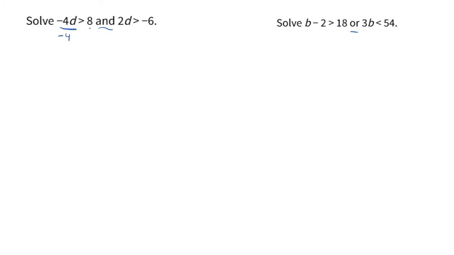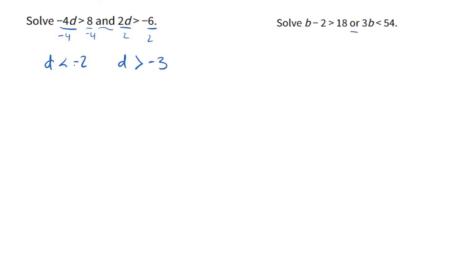Let's divide by -4. Now notice I'm dividing by a negative, so we have to reverse that. So d would be less than -2. Now let's solve this equation. So again, I've just got two separate equations. Dividing by 2, d is greater than -3.